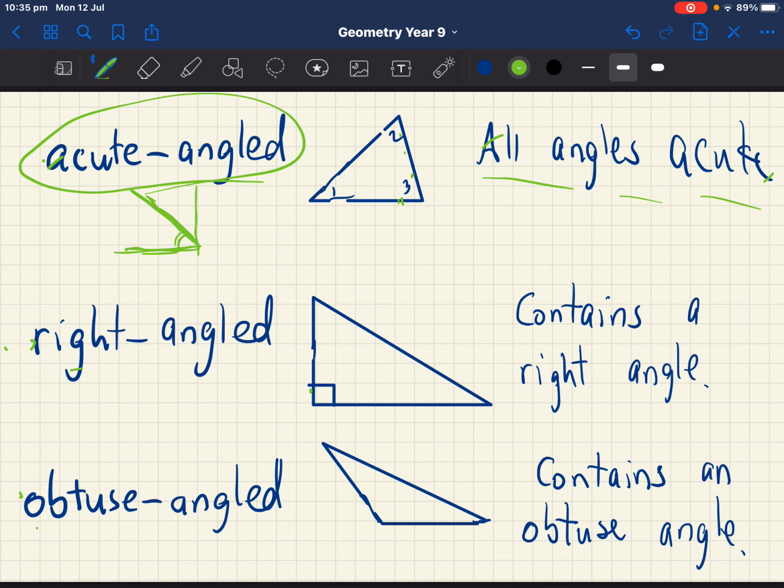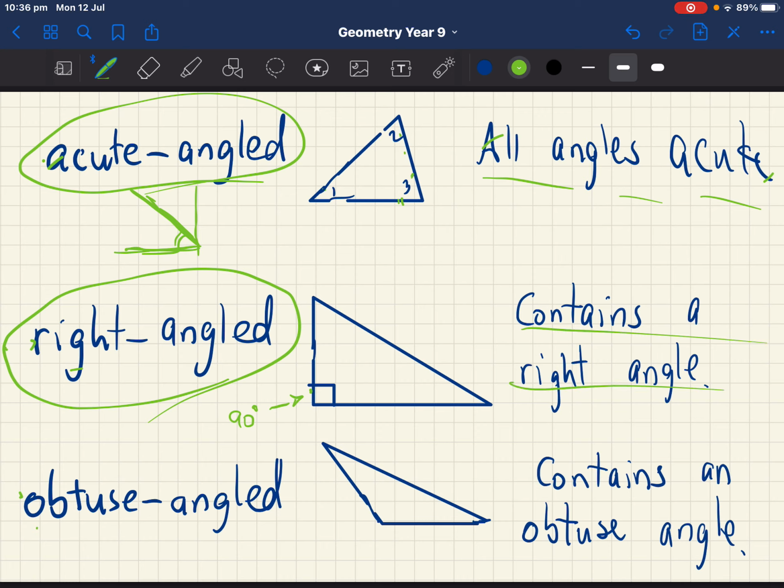The next triangle down, if the triangle has a right angle, we can see that here by the square. So we've got ourselves a 90-degree angle here, which we call a right angle. If there's a right angle in the triangle, we call it a right-angled triangle. And here you can see over here in the notes, it contains a right angle.